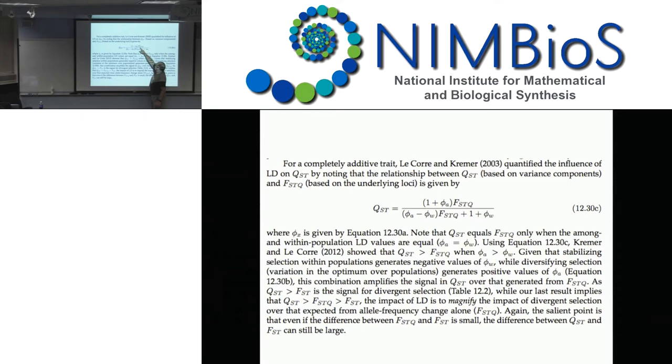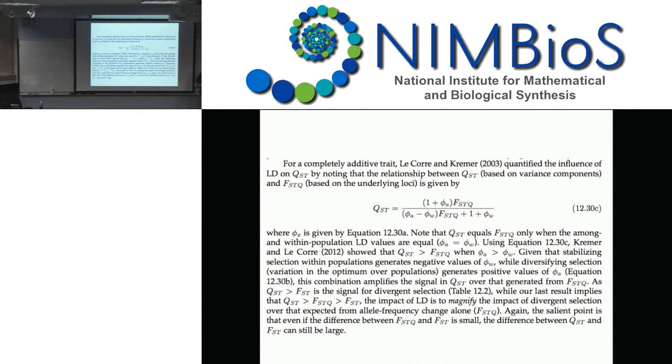So if I knew, for example, I had GWAS or I had QTLs, I could use those markers and look at the FST among those markers. That would be FSTQ. The point I wanted to make is that QST is actually slightly different from that. The reason it's different is that it's based upon variance components. And if you have selection, you will have linkage disequilibrium generated.